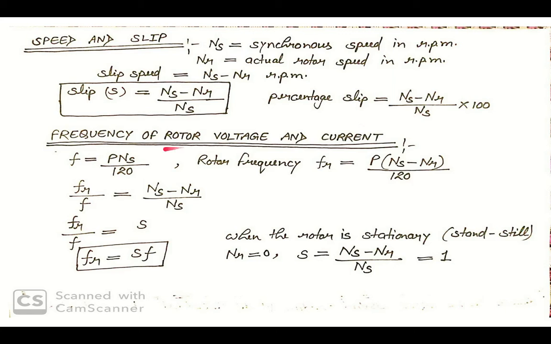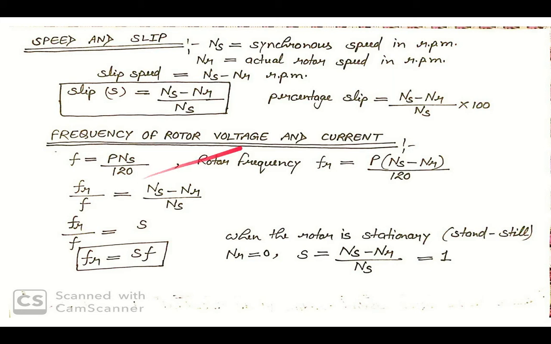Now, frequency of rotor voltage and current. The frequency of current and voltage in the stator must be the same as the supply frequency. So frequency f is equal to p ns upon 120, where f represents the frequency, p is equal to the total number of poles, and ns is equal to synchronous speed.